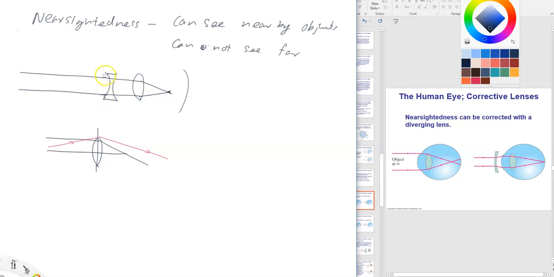So that's what the eye doctor would do. Check different lenses to see which one gives you the right amount of bending. So here comes parallel light. It's diverging, so it bends outwards, and then correctly focuses onto the retina. So nearsightedness, or if you can't see far, this issue can be corrected with diverging lenses.